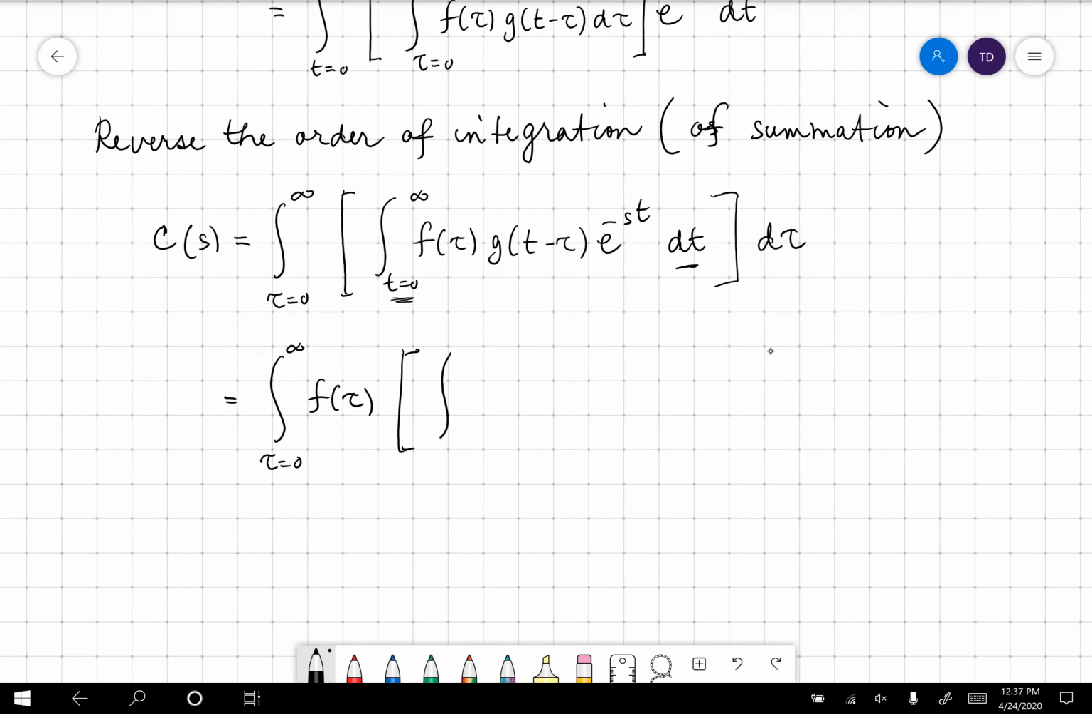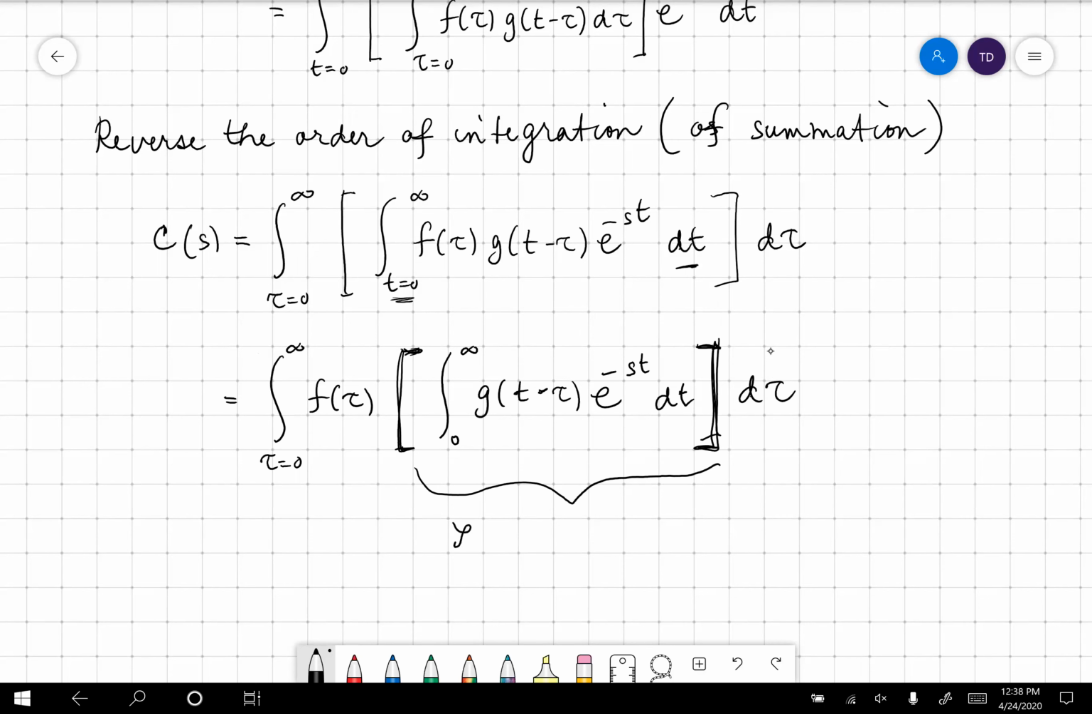And now I'm left with the integral from 0 to infinity of g of t minus tau times e to the minus st, I'm sorry, e to the minus st, not s tau, dt, d tau. Does everything inside the brackets look vaguely familiar? See if you agree with this. The whole thing with the integral is the Laplace transform of g of t minus tau. Do you agree with that?